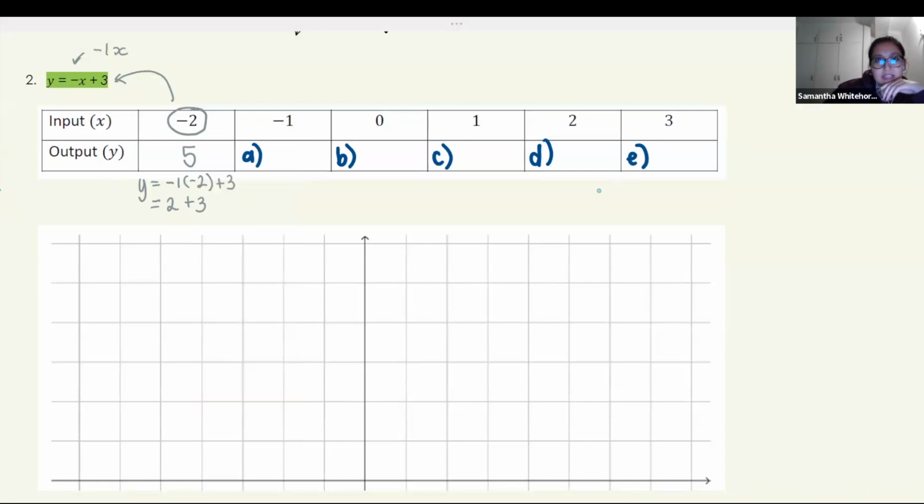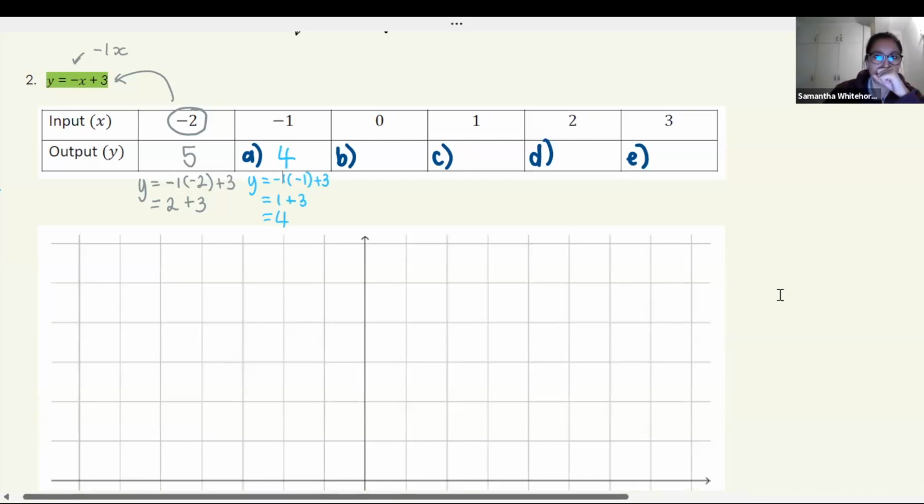Bonolo, would you like to give us A? Yes, ma'am. So firstly, we're going to say -1 times -1, which is going to give us 1. Good. So we're going to say 1 plus 3 is going to give us 4. Excellent. So our output here, guys, is 4. Very nice, Bonolo. Well done. Well explained as well.